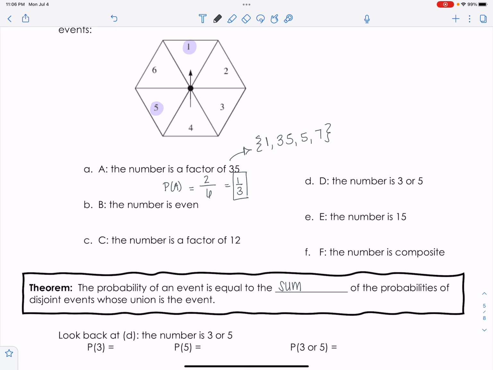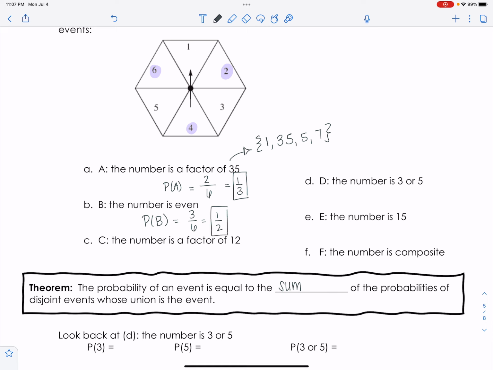Event B is going to be the number is even. So my even numbers on my spinner would be 2, 4, and 6. So there's going to be 3 out of a total of 6, and reduce that down to 1/2.